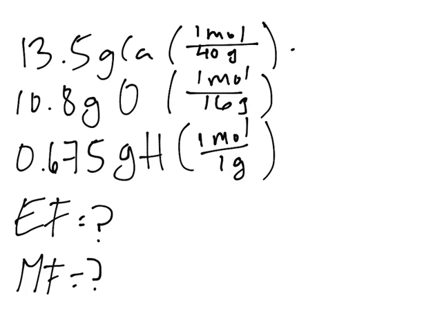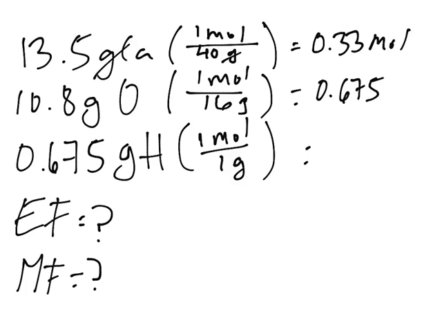Now this would give us, let's see, 0.33 moles, because the grams will cancel out. This is 0.675 moles, and finally 0.675, the same. It's actually a little bit less, sorry, because this is 1.008, I think it was, but it doesn't matter for now. It'll give us the same.